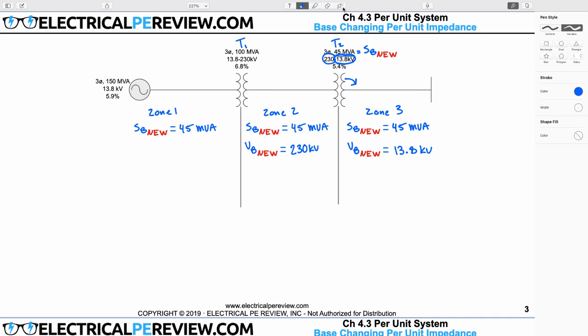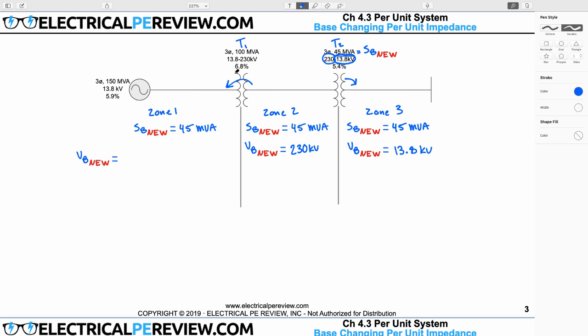Now, finding the new base voltage in zone 1 is going to be a little trickier, but not too bad. We're not using transformer T1's ratings as base, right? We're only using transformer T2's ratings as the base values of our system. So we need to step the voltage rating in zone 2, which we already found to be 230 kV, through transformer T1 using T1's three-phase voltage ratio.